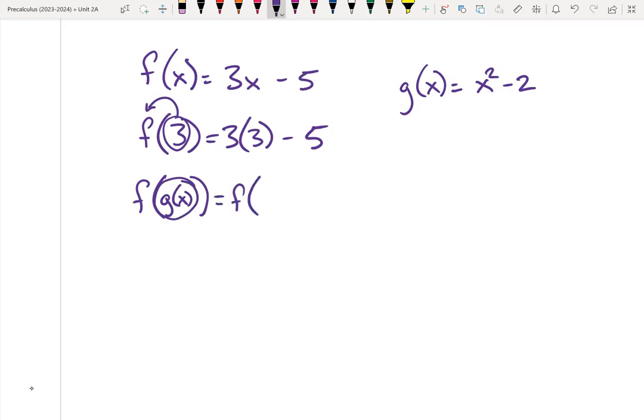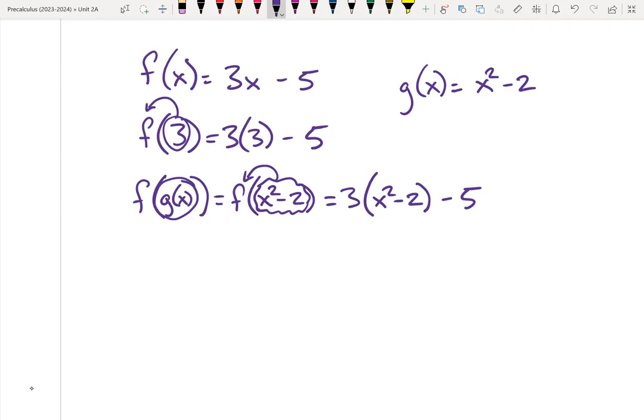Now, a lot of times I will write it like this. I say, okay, what is g of x? Well, that's x squared minus 2. But again, all that means is x squared minus 2 gets plugged into f. And where do we plug it in? Wherever we see x. So that would just be 3 times x squared minus 2, minus 5. Okay? Can we see that this process is very similar? Whether we're doing just f of 3 versus f of g, it means the same thing. We're just taking whatever that is and we're plugging it in.